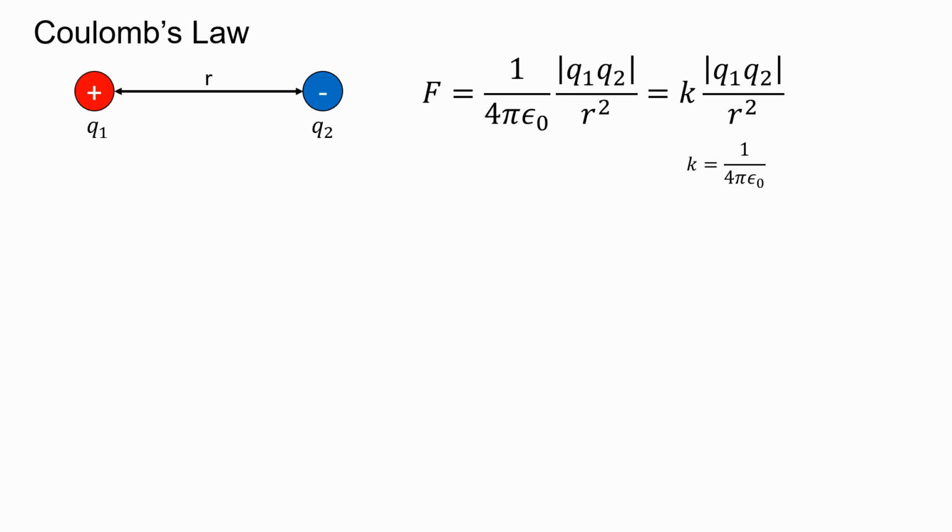This equation may also be written as F is equal to K times the absolute value of Q1, Q2 divided by R squared. This is the exact same equation. It's just a good example of physicists being lazy and not wanting to write. In this case, K is equal to the constant 1 over 4 pi epsilon naught. This is something that you may see in problems or in books.